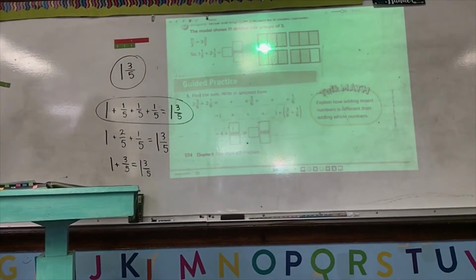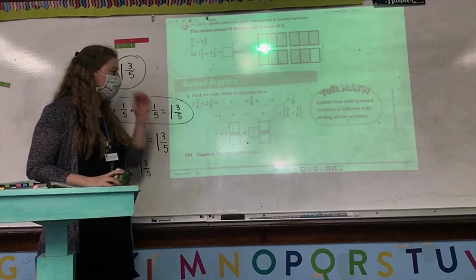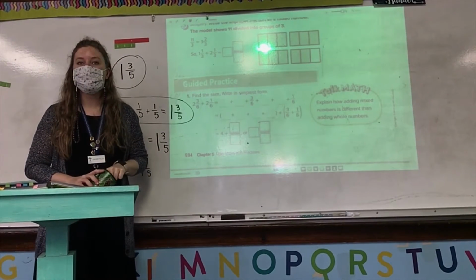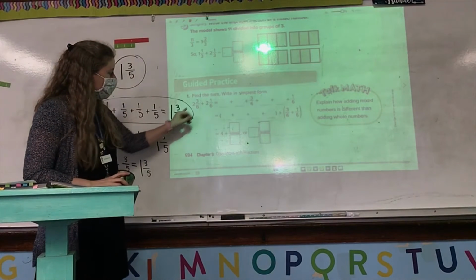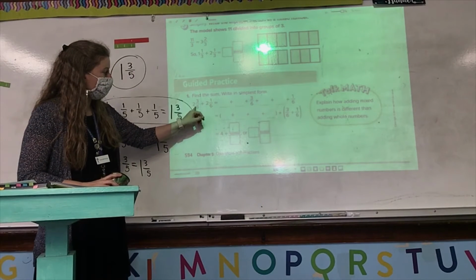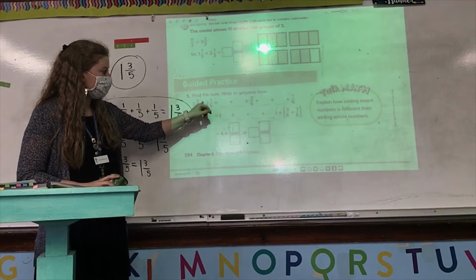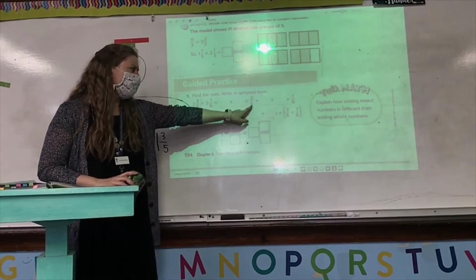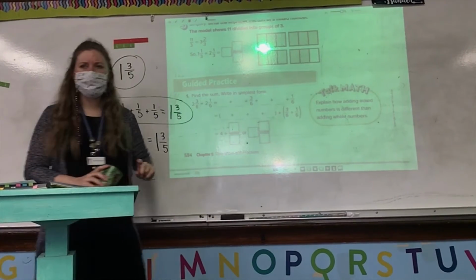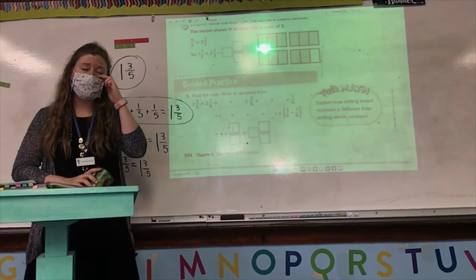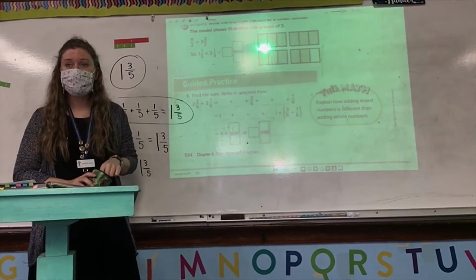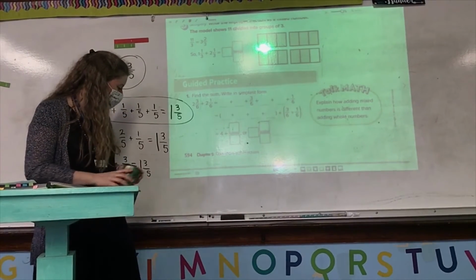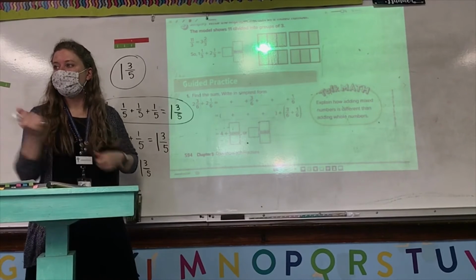Okay. Number 1 on the guided practice says find the sum, write in simplest form. We see that the equation is 2 and 3/6 plus 2 and 1/6, and we notice they didn't break down the fractions into unit fractions. So do we have to do that every time? No. But they did break which part down? Mason.